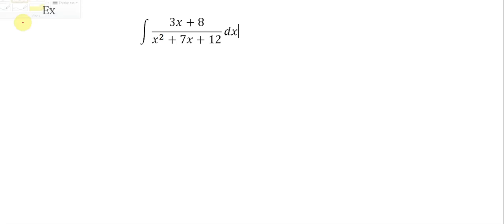Good students and seekers of general truths, let us continue our work here with integration of complicated expressions. And you can see here we have another problem that will require some type of partial fraction decomposition.